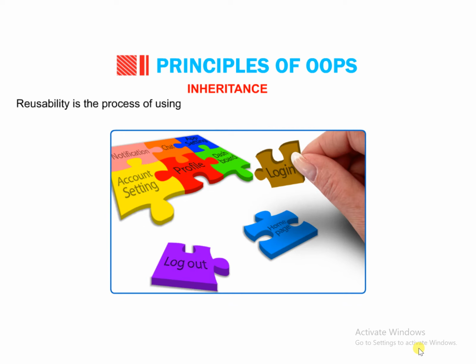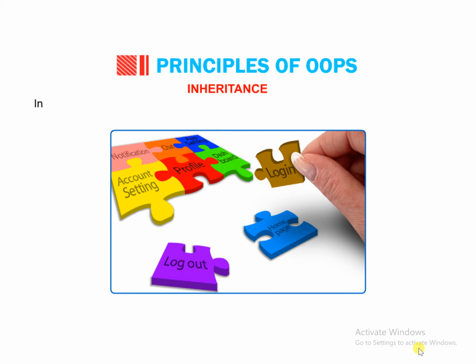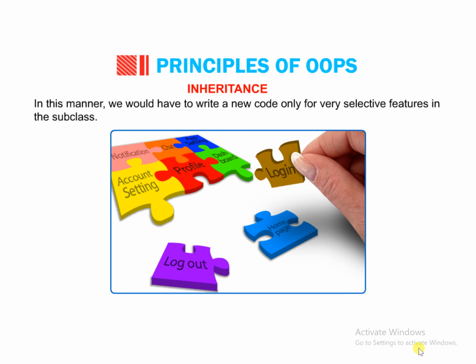Reusability is the process of using existing code for a new programming scenario by adding some new features and capabilities to that code without modifying its content. In this manner, we only have to write new code for very selective features in the subclass.